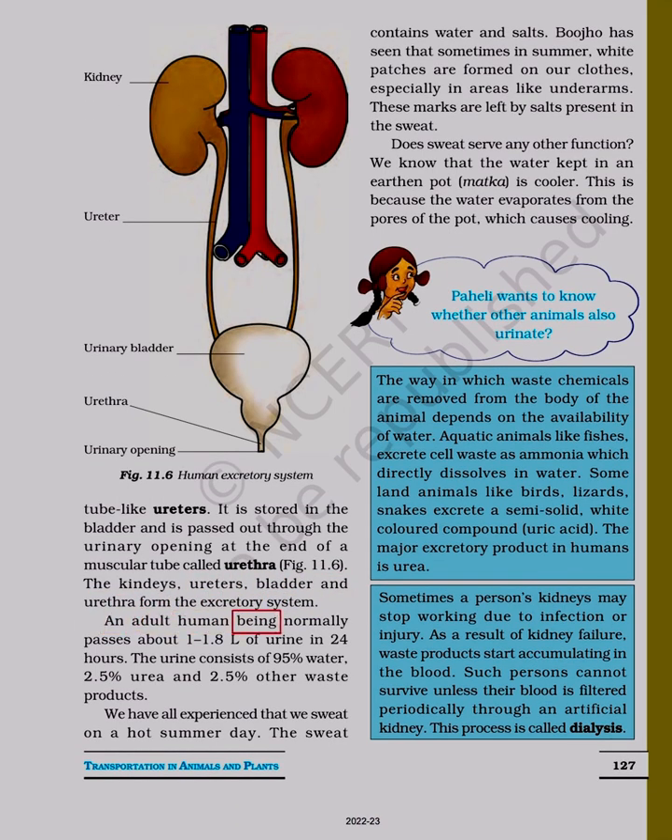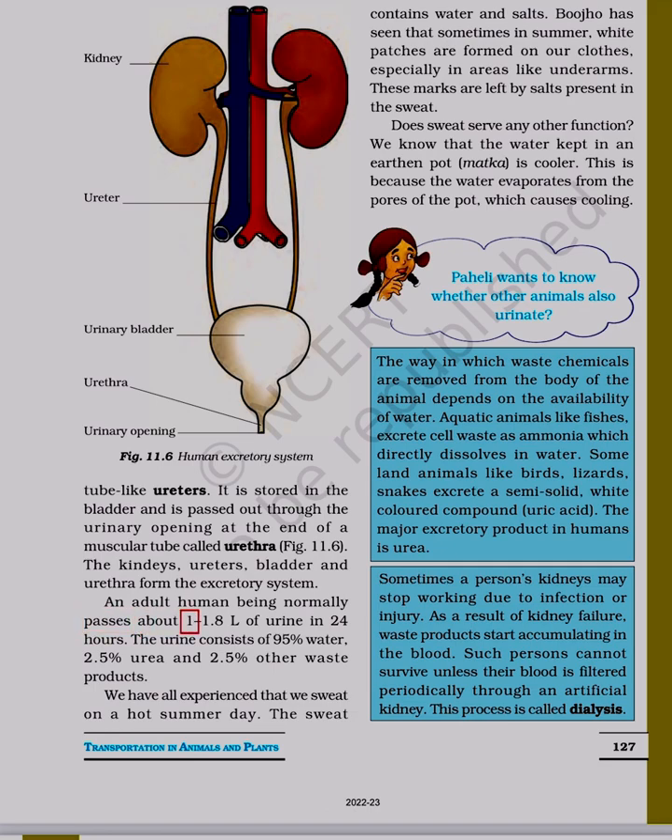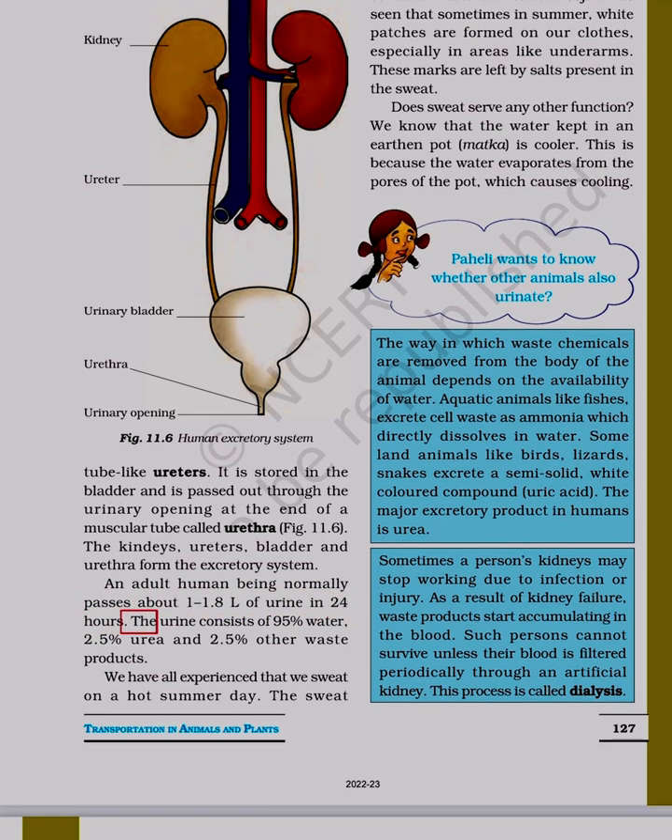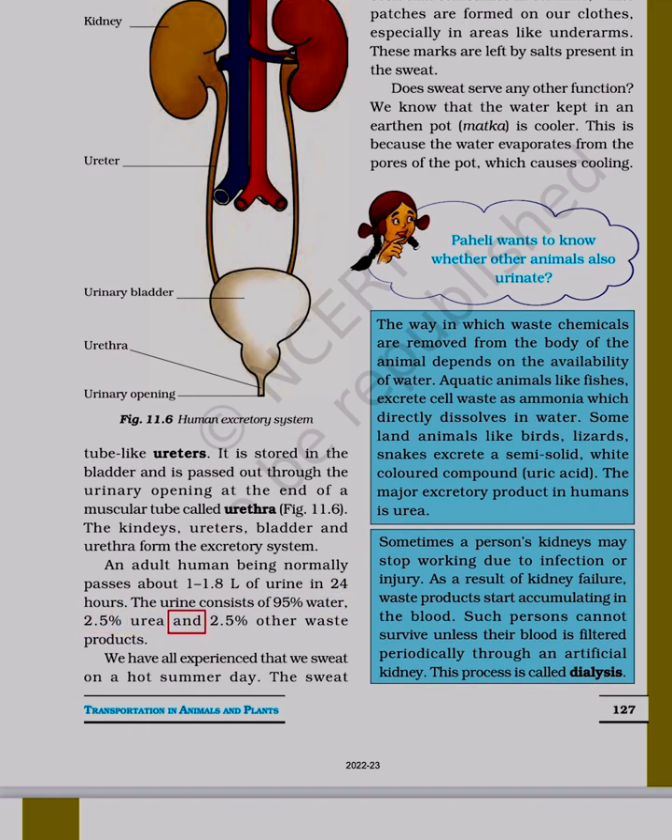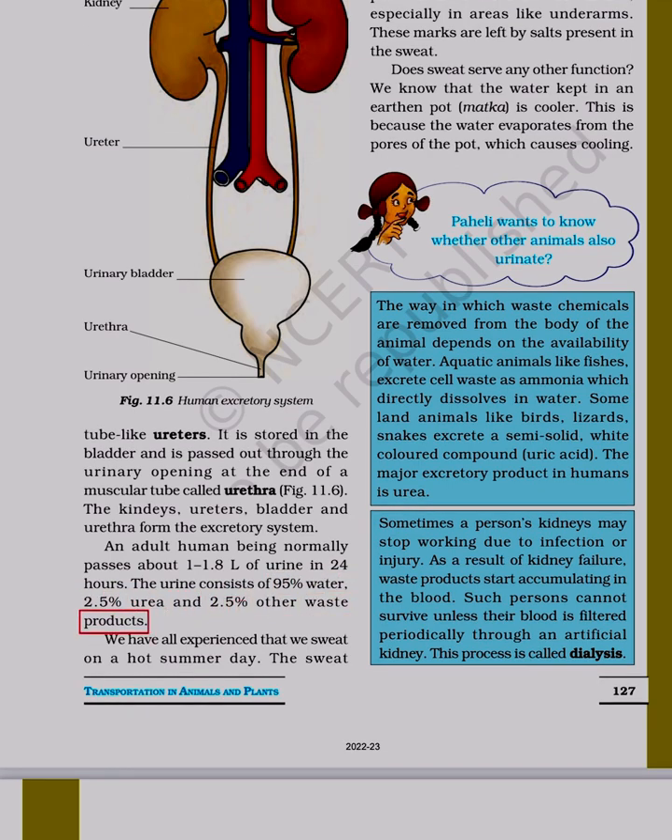An adult human being normally passes about 1.8 L of urine in 24 hours. The urine consists of 95% water, 2.5% urea and 2.5% other waste products.